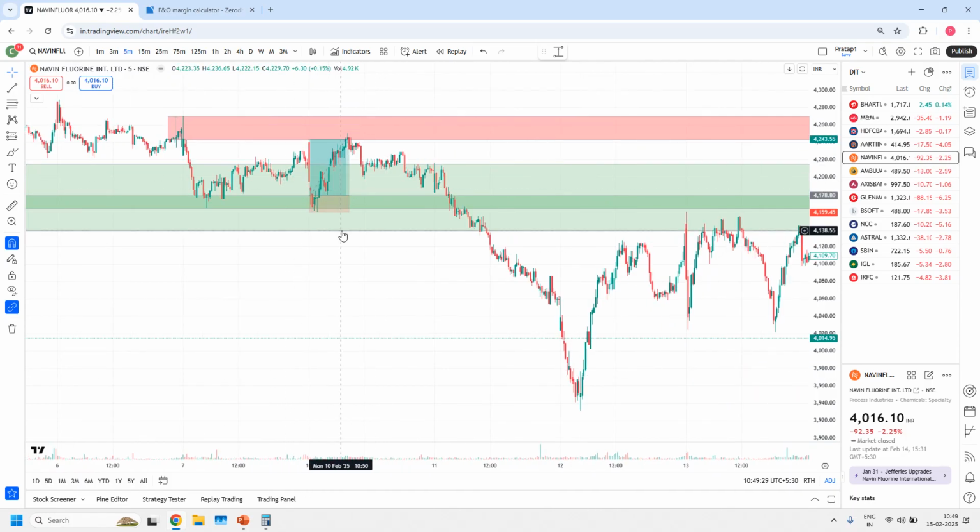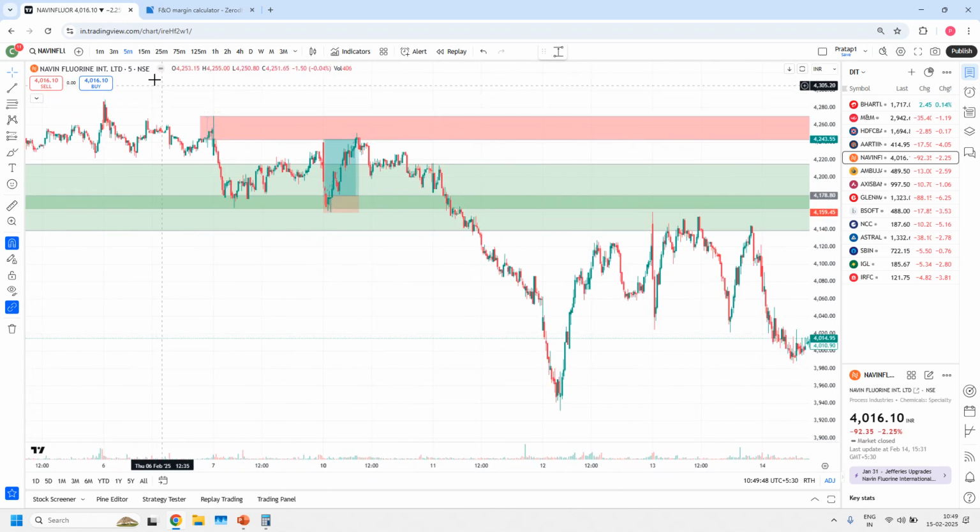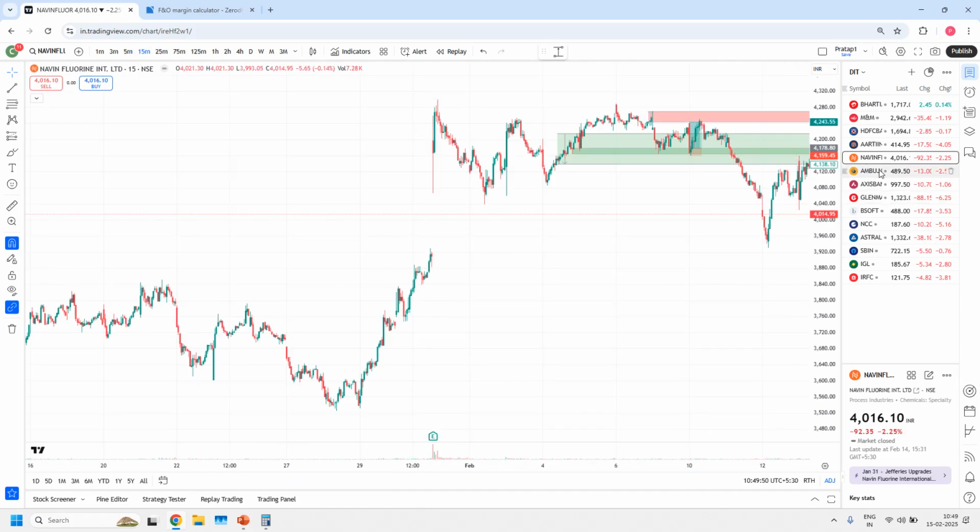Remember, this is not an intraday trade. This is a short-term trade, but prices reached the target intraday itself. See, previously you have seen Bharti Airtel price reached the next day. Okay, this is about Navin Fluorine. Next, what is the next stock?